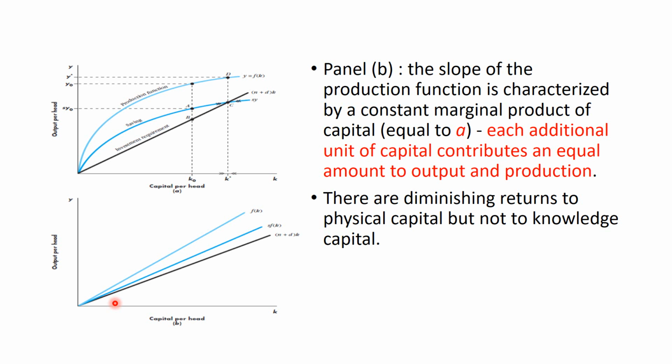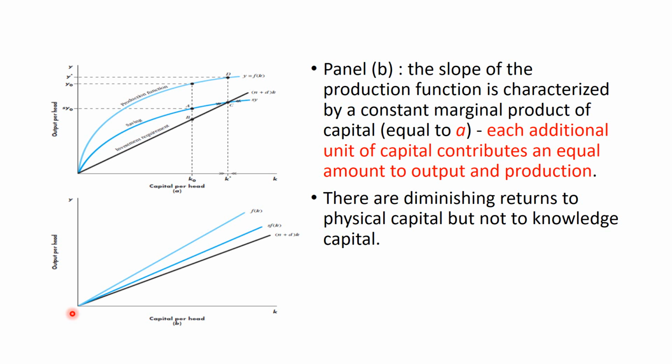Note though that because the production function and the savings function are now straight lines, in other words, they have a constant slope as compared to neoclassical growth theory, with endogenous growth theory there will not be a steady state equilibrium.